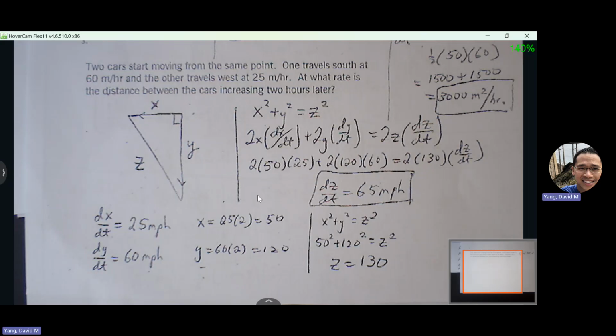And make sure you bring your calculator as well. Tomorrow you can use your calculator. Yes. We do. Oh, yeah, we do.